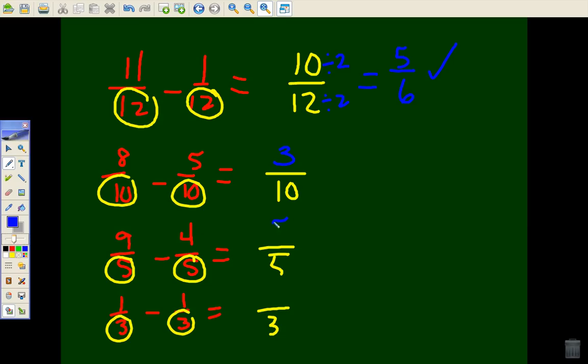9 minus 4 is 5. Well, look at this. I started with an improper fraction, so now I have 5/5, which is still improper, so I have to convert it to a mixed number, which in this case would just be the number 1. 1 minus 1 is 0. I don't write 0/3, so my answer would really be 0.